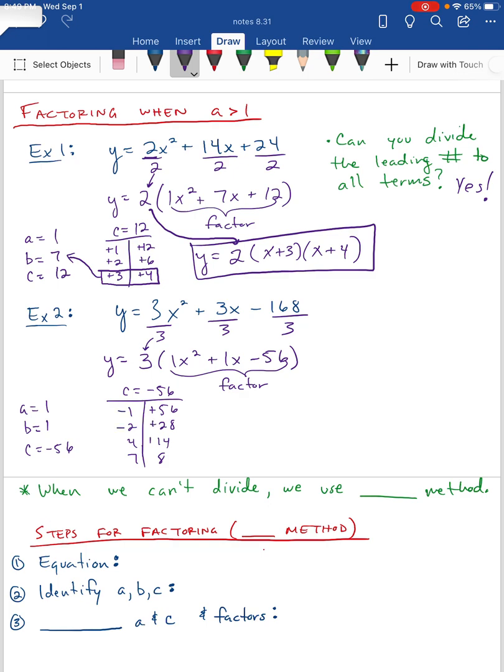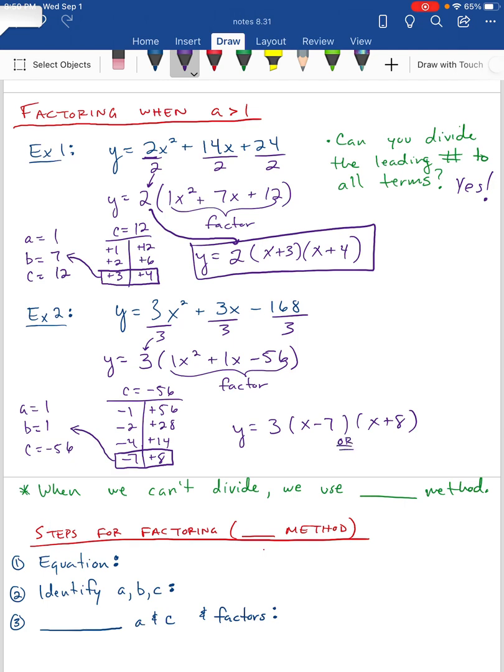The smaller numbers will be negative. Now the smaller numbers from each pair, okay? Now the one that will add up to give me a positive 1 is the very last pair of factors, because that equals a positive 1. So my final answer is y equal to, do not forget the 3 that you divided by, and then inside the parentheses you get x minus 7 and x plus 8.